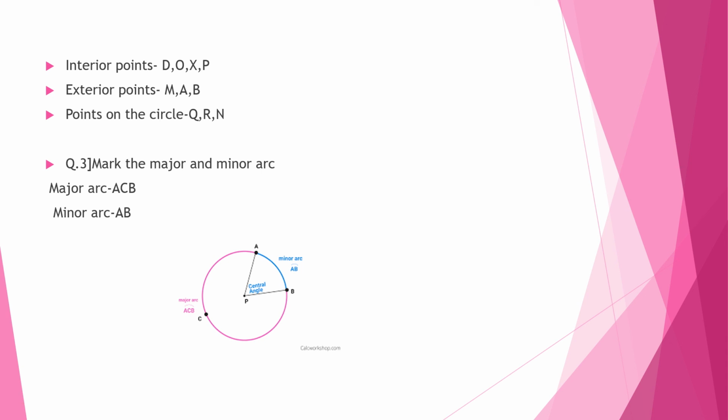Now question number 3. Mark the major and the minor arc. We have just now studied that the smaller portion of the circumference is known as the minor arc and the bigger portion of the circumference is known as the major arc. So here in this question we can see that the blue colored line forms the minor arc. So AB is the minor arc and the pink colored portion represents the major arc. So ACB forms the major arc of the circle.